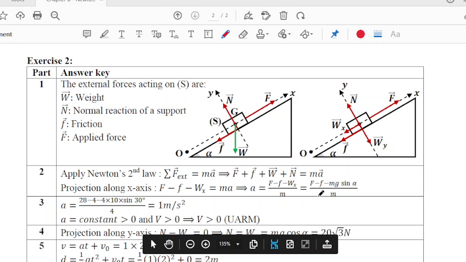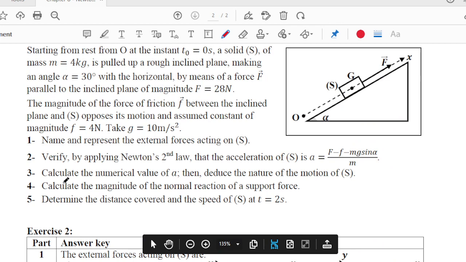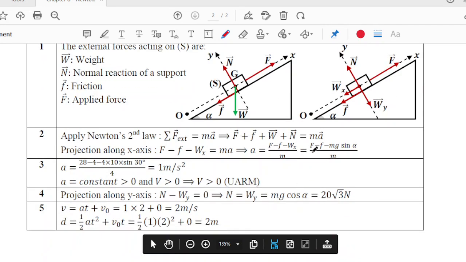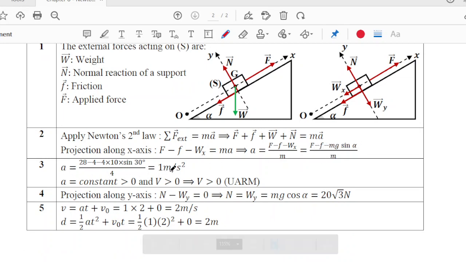equals ma. Now we divide by m, we get F minus f minus Wx over m, and we know that in magnitude Wx equals mg sine alpha. So we get the acceleration as required. Part 3, calculate the numerical value of a, then deduce the type of motion. Capital F, small f, mg, alpha and m are given. I substitute them all and the acceleration comes out to be 1 meter per second squared, as usual.